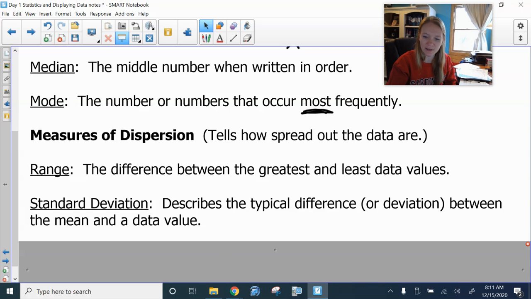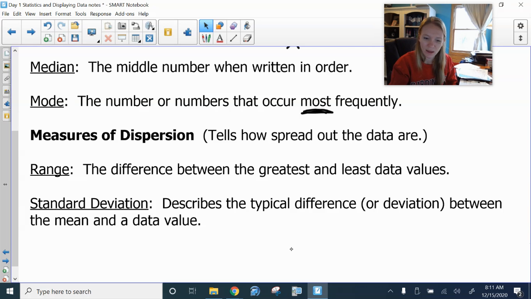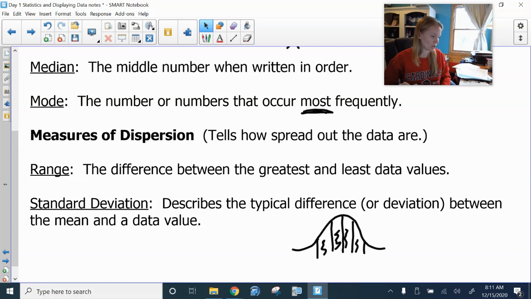We see a lot of standard deviation having to do with what's called a bell curve, where here's the center, and then we look at some data and how these percentages of information are distributed. So we're going to talk about that towards the end of the notes.